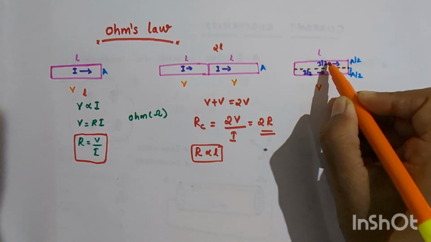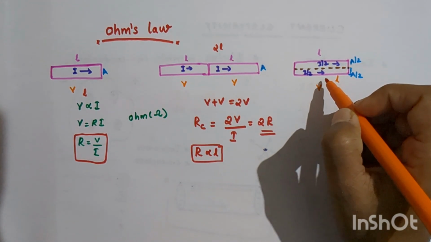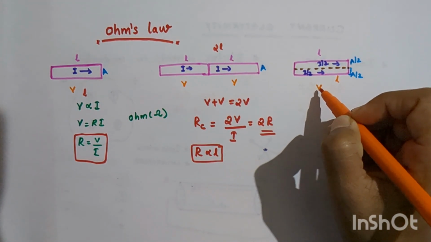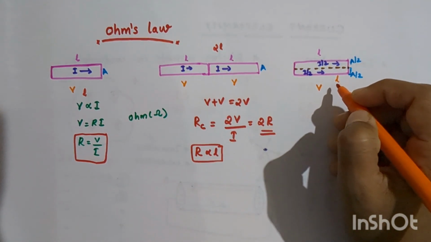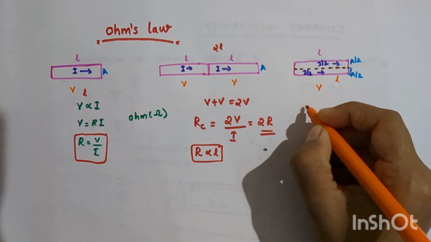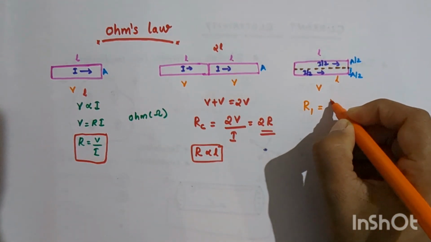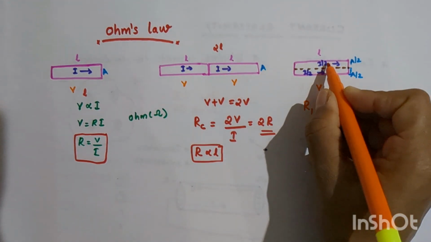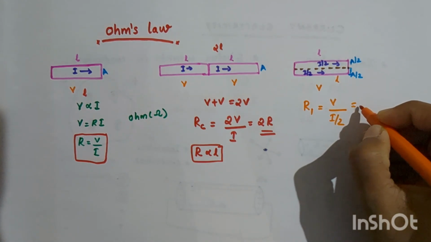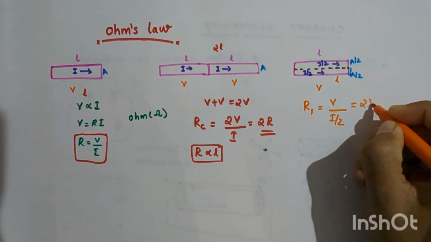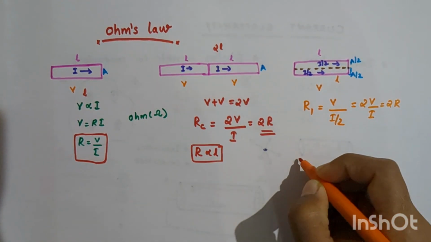Current through each of the two half slabs is I by 2. Potential difference across each slab will be V. That will be the potential difference across the whole slab. So, if you take the resistance of the first slab, R1, that will be equal to what? Potential difference across the first slab, which is V, divided by current through the first slab, which is I by 2. Multiplication with reciprocal, this will give you 2 into V by I. That is 2 into R.